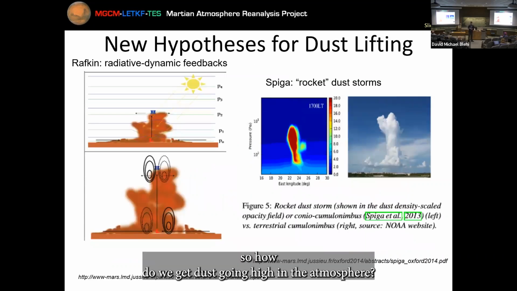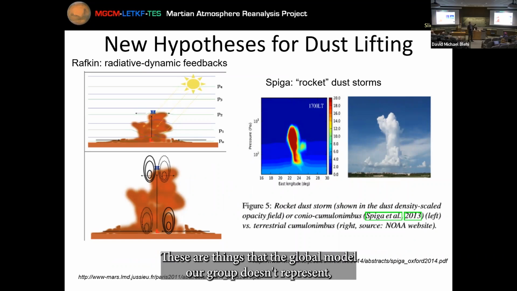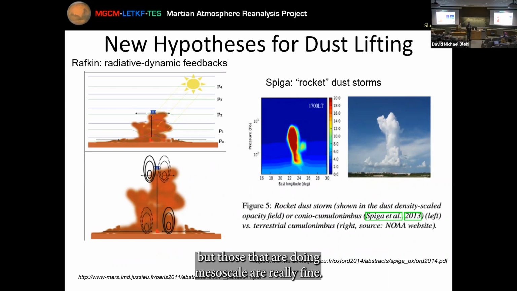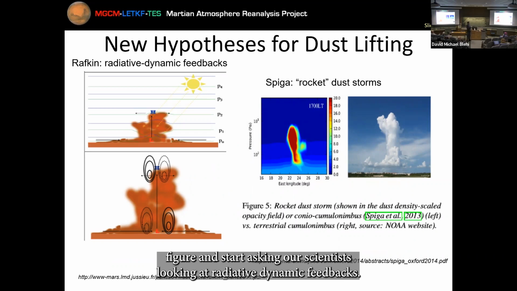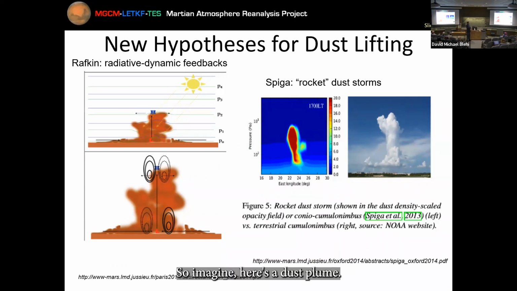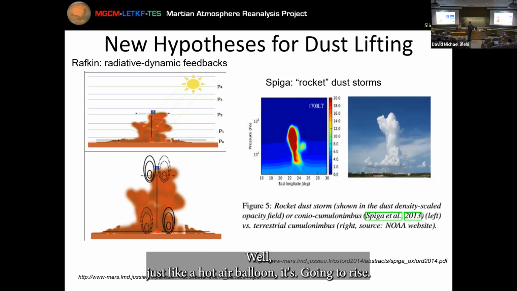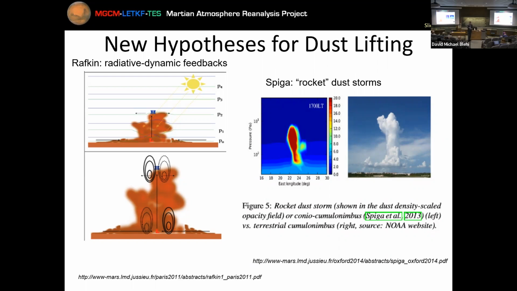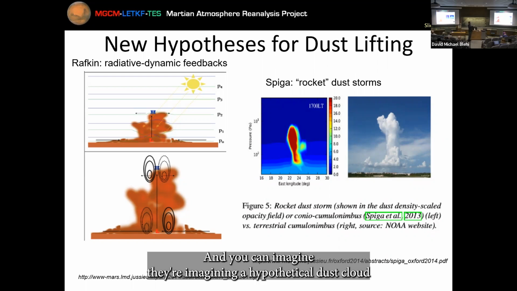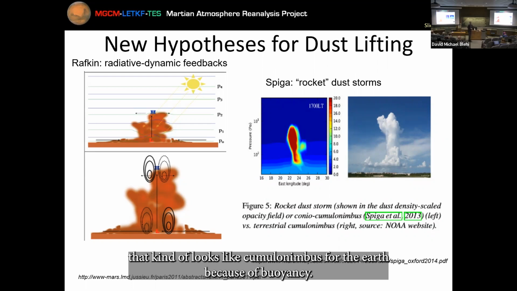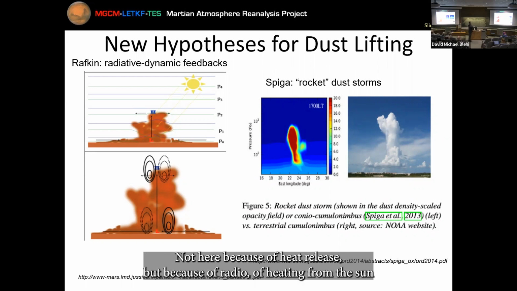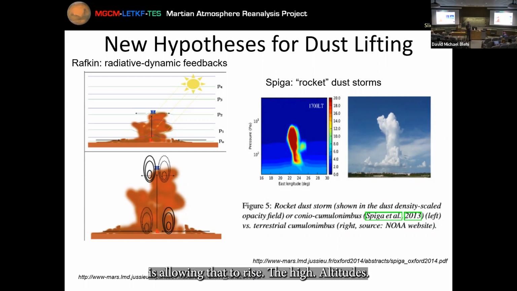So how do we get dust going high in the atmosphere? These are things that the global model, our group, doesn't represent, but those that are doing mesoscale or really fine scale modeling have a study. So Aymeric Spiga and Scot Rafkin are scientists looking at radiative dynamic feedbacks. So imagine here's a dust plume. You have it initially lifted. You have solar radiation coming down, warming that plume. Just like a hot air balloon, it's going to rise. Okay? And you can imagine, they're imagining a hypothetical dust cloud that kind of looks like our cumulonimbus for the Earth. Right? Because of buoyancy, not here because of latent heat release, but because of radiative heating from the sun is allowing that to rise to high altitudes.